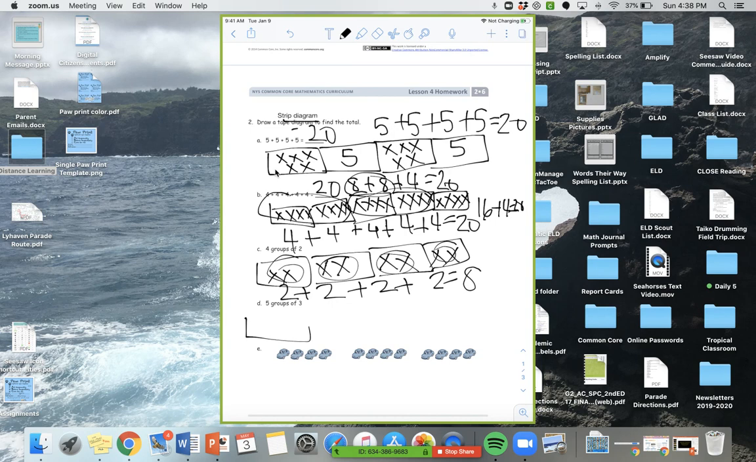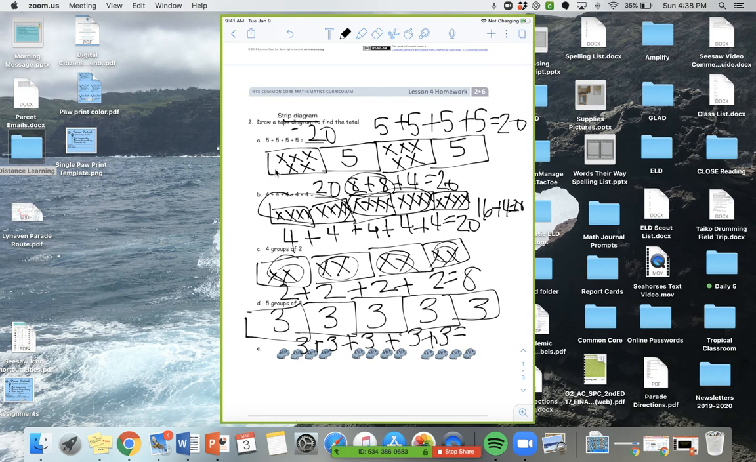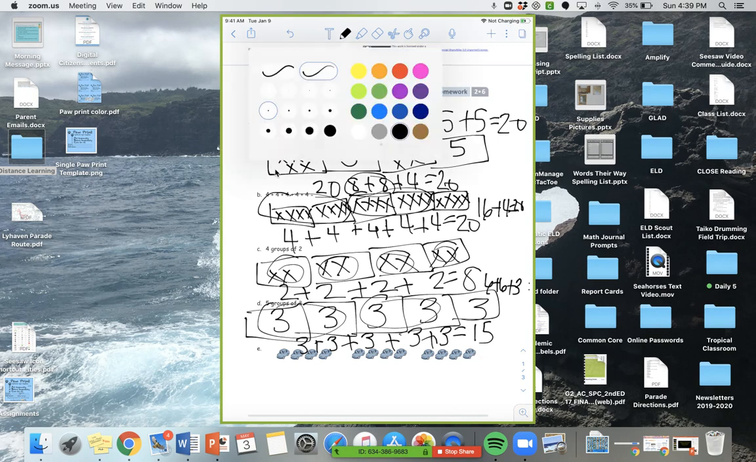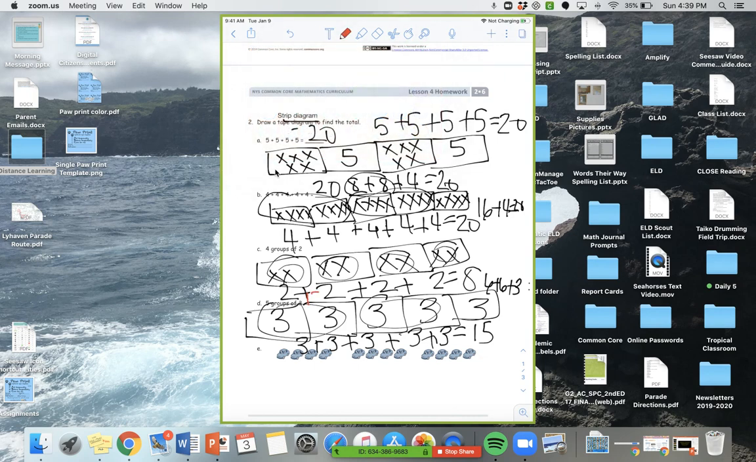5 groups of 3. 1, 2, 3, 4, 5. So I'm going to write numbers. 3, 3, 3, 3, 3. So it's 3 plus 3 plus 3 plus 3 plus 3. 3 plus 3 is 6, 3 plus 3 is 6. 6 plus 6, oh, I have no space. Let me write all over here. 6 plus 6 plus 3, which equals 12 plus 3 is 15. Oh my, I'm running out of space. Let me write it in a different color. I'm going to write my answer right there.